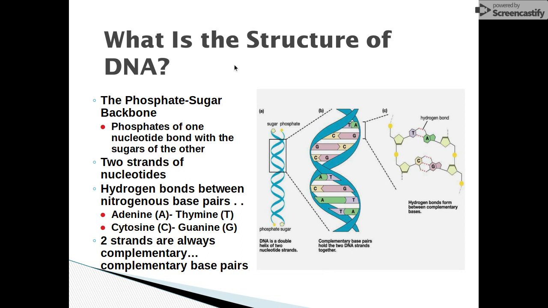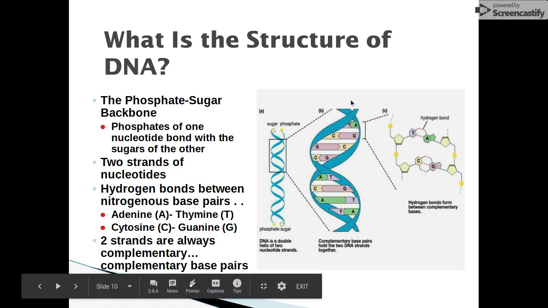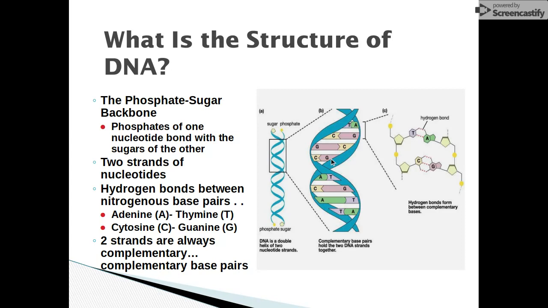Okay. So we've got a phosphate sugar backbone. That phosphate group, in the case of DNA with deoxyribose sugar, will bond together, forming the outside of this double helix. Okay, so that's our backbone. It keeps this DNA together, each strand anyway.